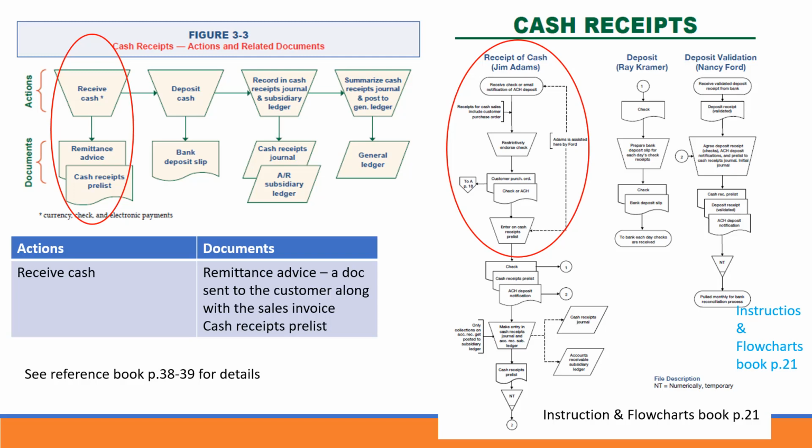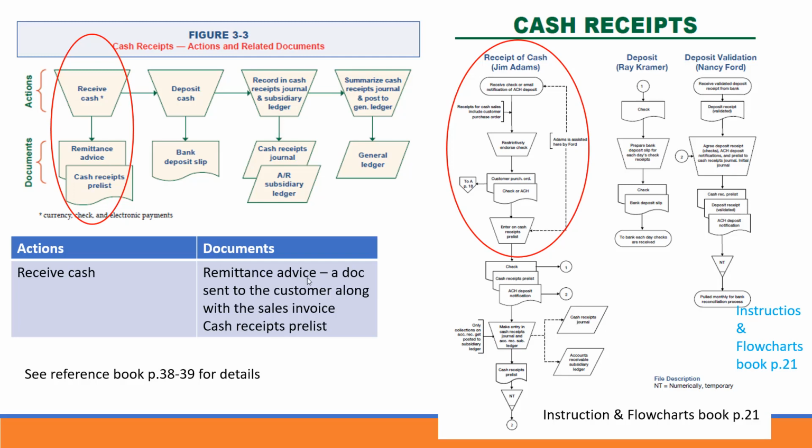In here, our company Warren Sports likes to put the cash sales in the cash receipt journal and keep the credit sales in the sales journal. So let's take a look. The first step is to receive the cash. The cash receipt subcycle always starts with receiving cash.